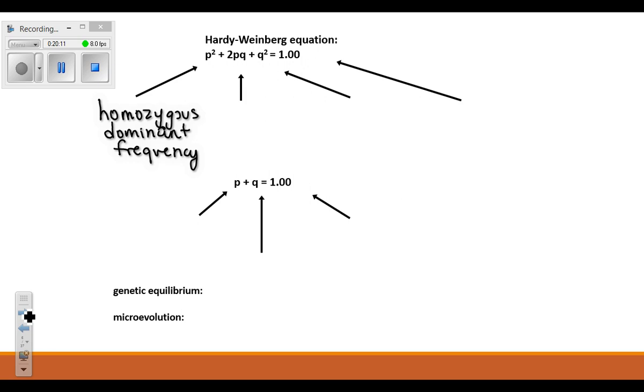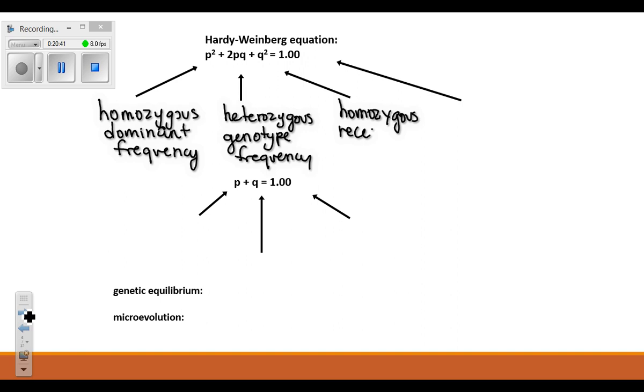The middle part, 2pq, so there's a p and a q. So the p is representing dominant, the q is representing recessive. This represents heterozygous genotype frequency. And then the q squared at the end will represent the homozygous recessive frequency.